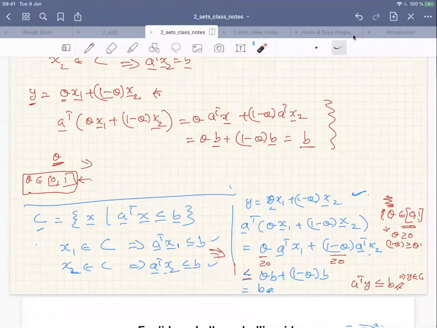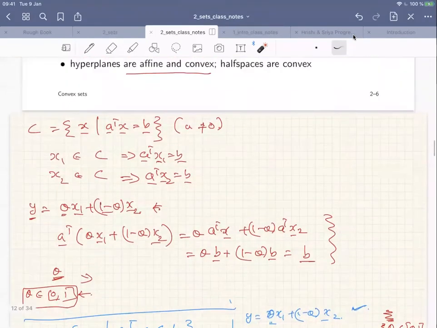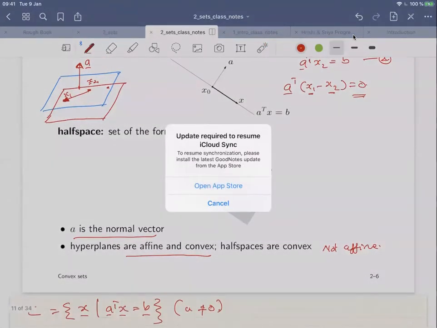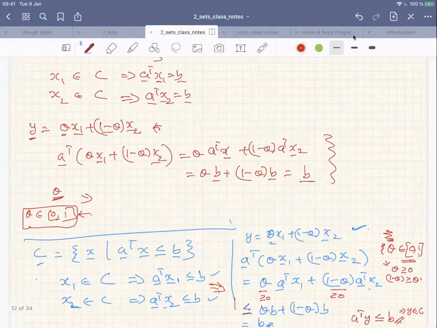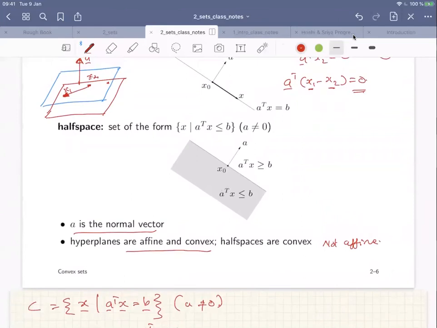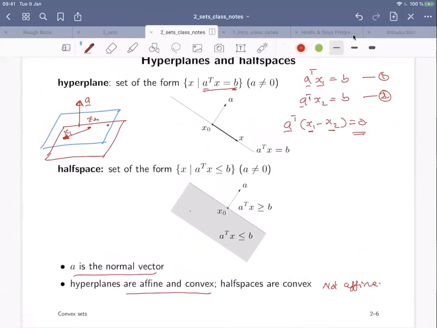That means this proof is only valid for a convex combination. So that's why we say that half spaces are convex, but not affine. We can very easily verify that. Here we showed a formal proof, but we can verify it from the picture too. If you take this half space and consider any two points, the line segment between those two points is in the half space. So that means this is a convex set.